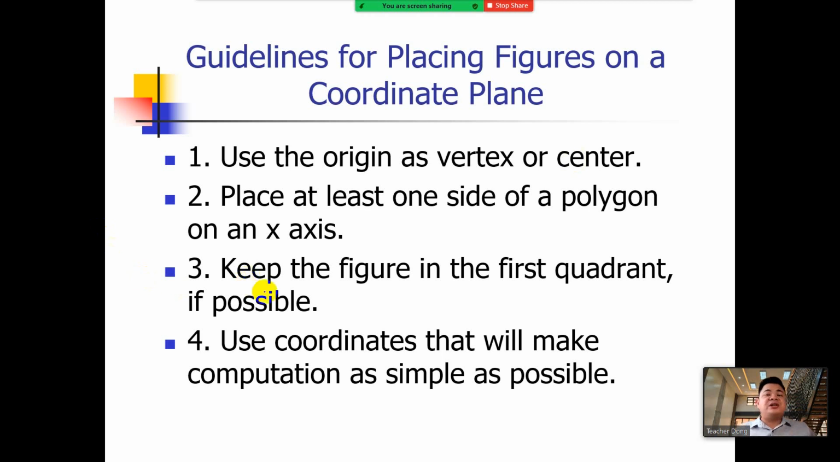Then for number 3, keep the figure in the first quadrant. Why? In the first quadrant, the signs are positive, positive, which are easy to identify. Then for number 4, use coordinates that will make computation as simple as possible. Do not use too complicated values like decimals or fractions. As much as possible, please use whole numbers.